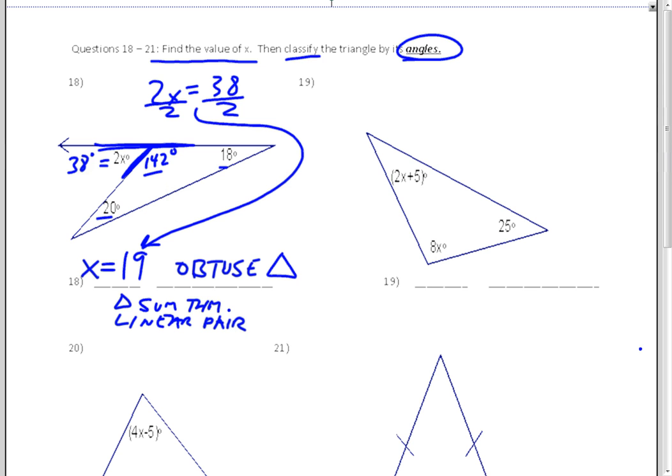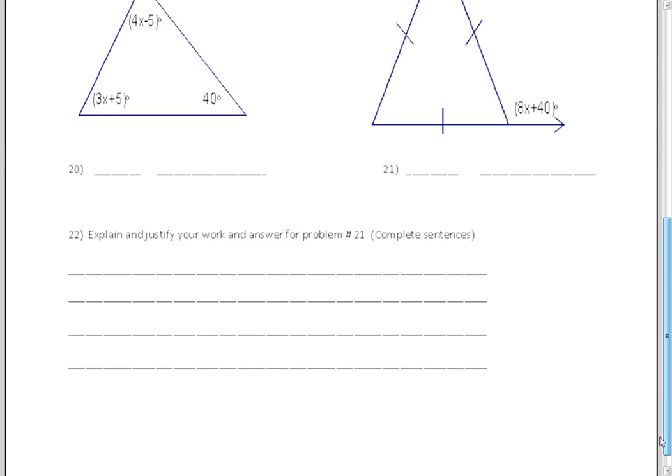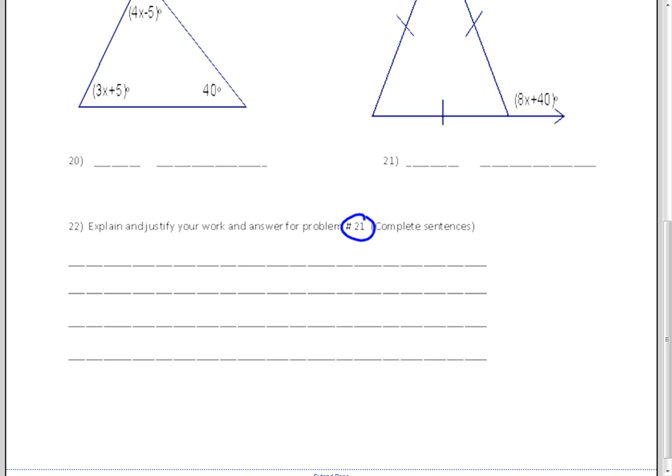And if you jump down to question 22, does your paper say 18 in that spot? I have different versions of this.